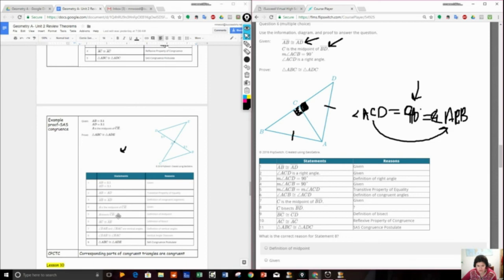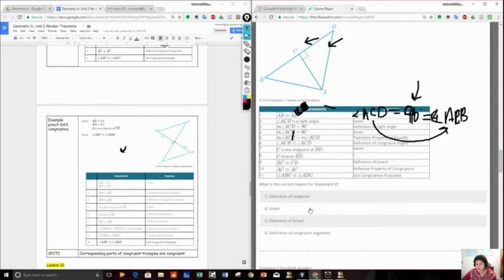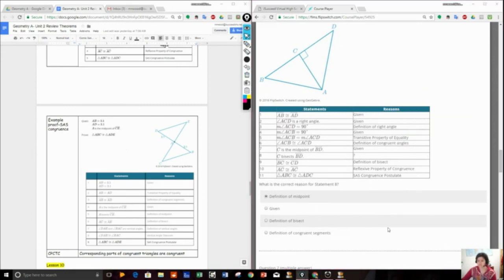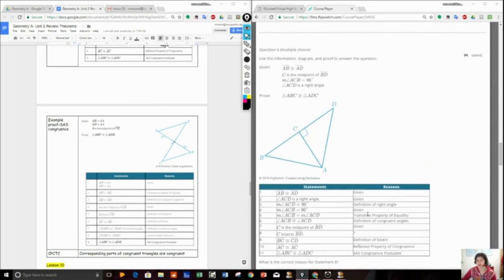So now let's look at the next one. A bisects CE. That's similar to our statement 8. C bisects BD. Their reason was the definition of midpoint. So in our blank, we know then that it will be our definition of midpoint. So click on definition of midpoint. And there is your help for lesson 9.